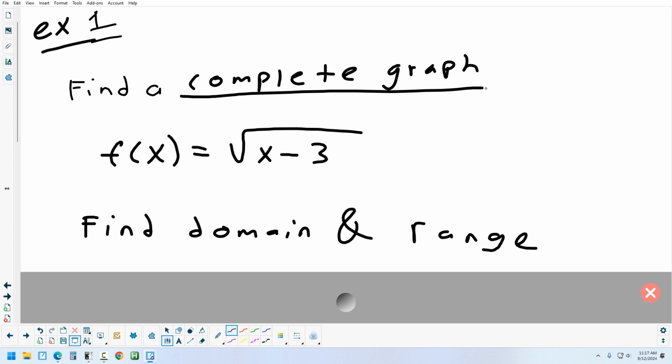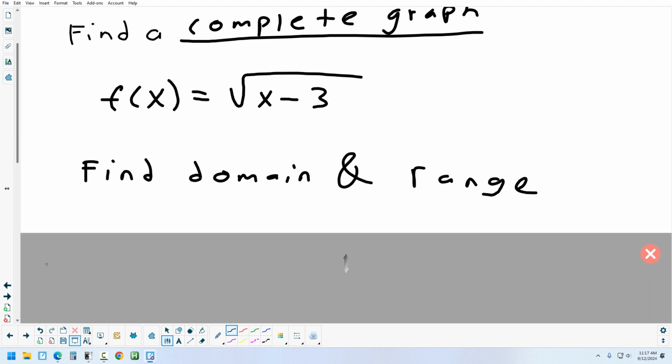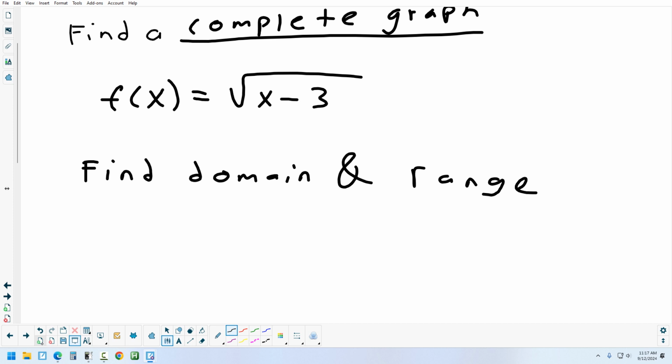Would it be an inequality? So you could write your answer as an inequality, but what are you using the inequality to describe? You need to tell me the window. You gotta tell me the window. If you want to write the window as an inequality, you can. If you want to write it as an interval, you can. But you gotta write something. Okay, so find a complete graph, and then find the domain and the range.